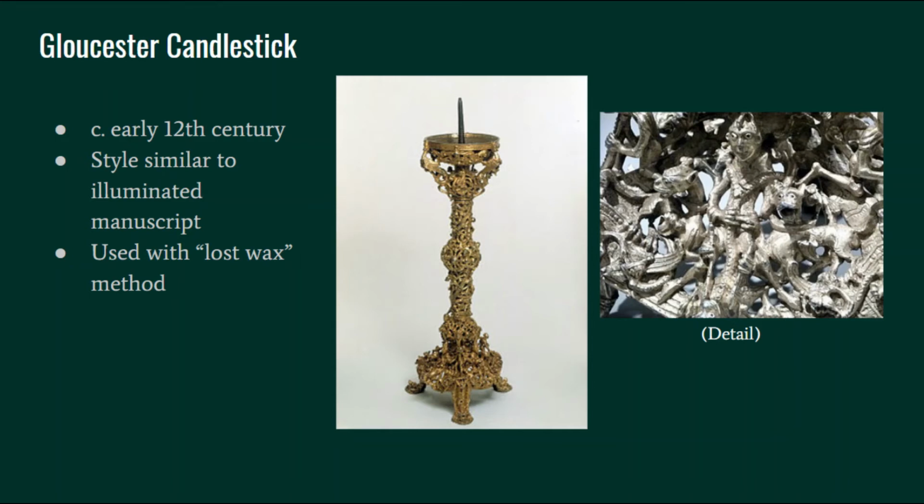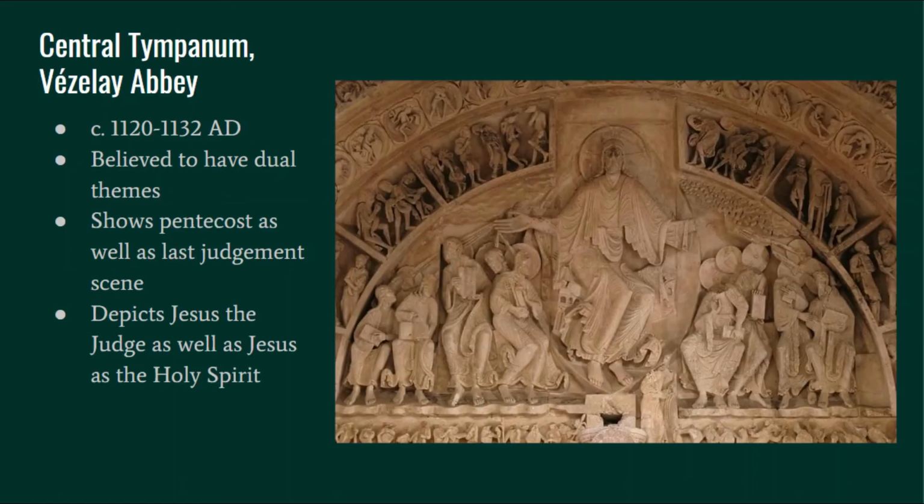Some figures can be seen covering their hands over the mouths of one another, suggesting a theme of silence and speech. This is modeled with clay and then cast with the lost wax method, another tribute to antiquity. The beautiful intricacies of the whimsical metal figures woven together is what makes the Gloucester candlestick an admirable stop on this journey. Our final stop takes us to Burgundy, France, to the Vézelay Abbey.